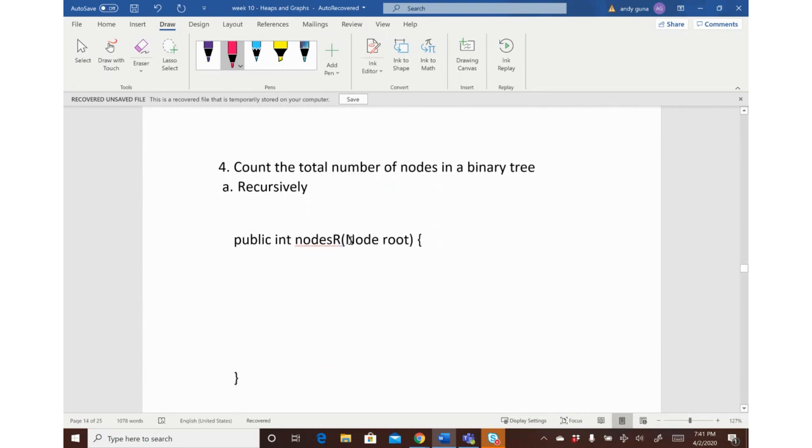Count the total number of nodes in a binary tree. If you want to count the nodes in a binary tree, the count is equal to 0 if t is empty. Let's call this C of t. Count of t is 0 if t is empty. Otherwise, count of t is going to be 1 plus the count of the left and the count of the right.